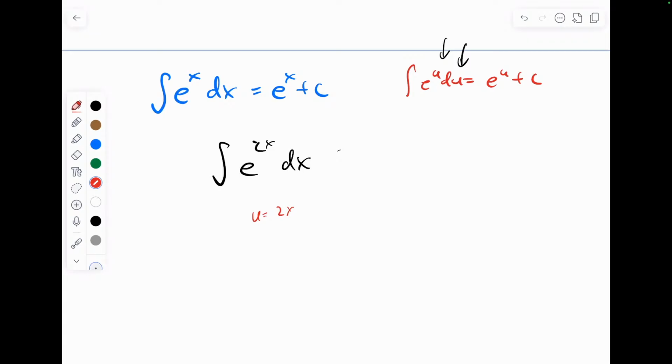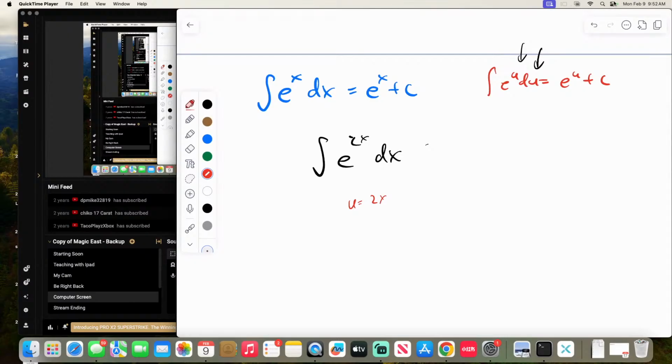So try to do it. u equal to 2x. Try to do du and find out why that is. I'm not going to blame you, because I made the same mistake when I was in high school. I thought the answer was just 2e to the 2x. I wasn't smart enough either. So if you do it correctly, you'll find out why it is 1/2.